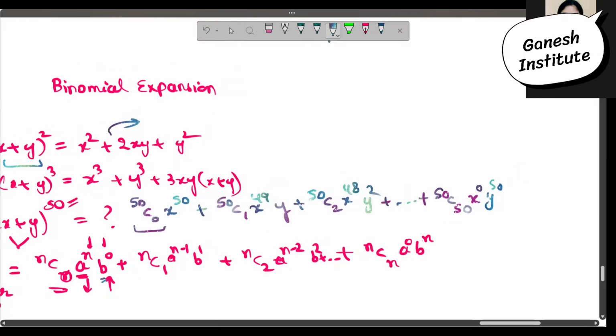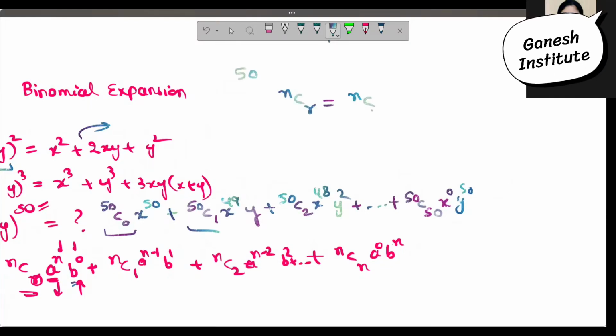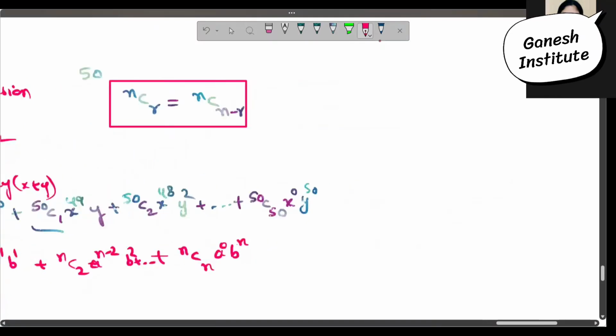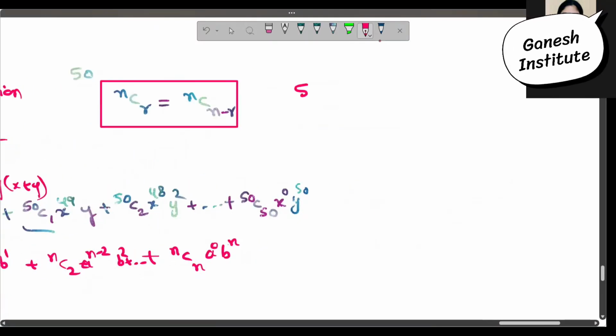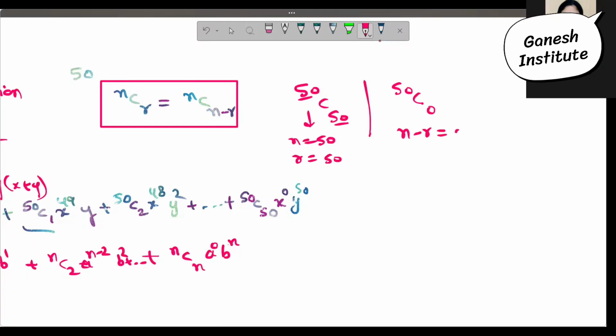You know how to solve it, right? Also, NCR is equal to NC(N minus R). This is one corollary. You can test it. If I have, let's say, 50C50 and 50C0, here N is 50, R is 50. So here N minus R becomes 0.